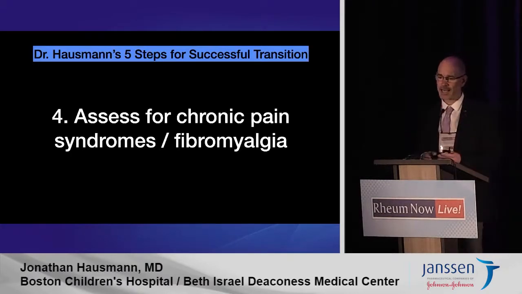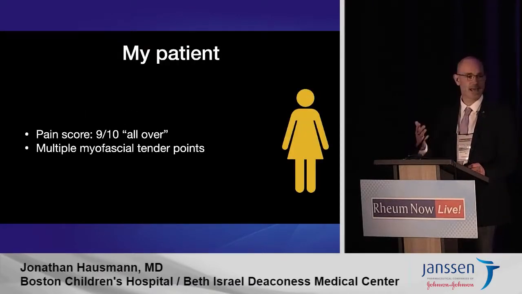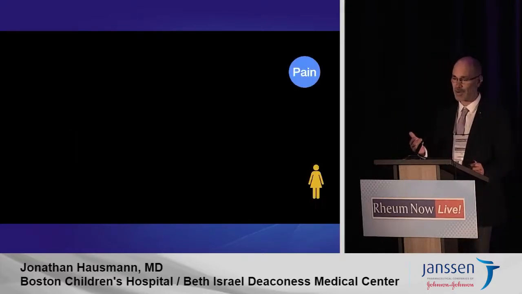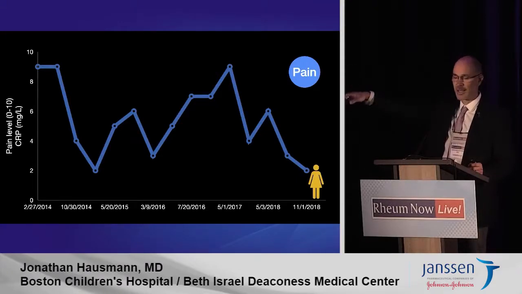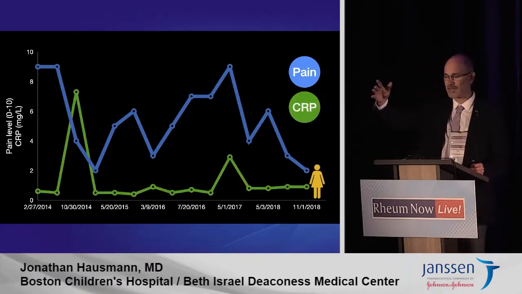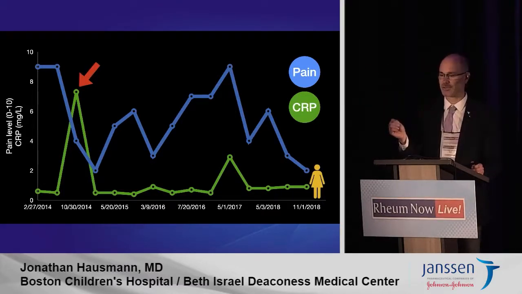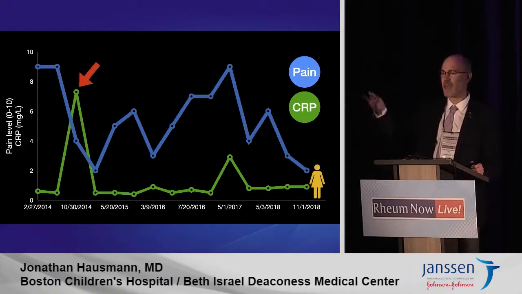Step number 4, assess for chronic pain syndromes and fibromyalgia. Very important. My patient had a pain score of 9 out of 10. Pain was all over. She had multiple myofascial tender points. I plotted her pain scores from 0 to 10 over the period of a few years, and it was all over the place. But when you plot her disease activity, for instance by measuring the CRP, you could really not correlate the two. The one point of time that I thought she had active arthritis, her pain wasn't so bad. So what do you guys think could be explaining her pain?